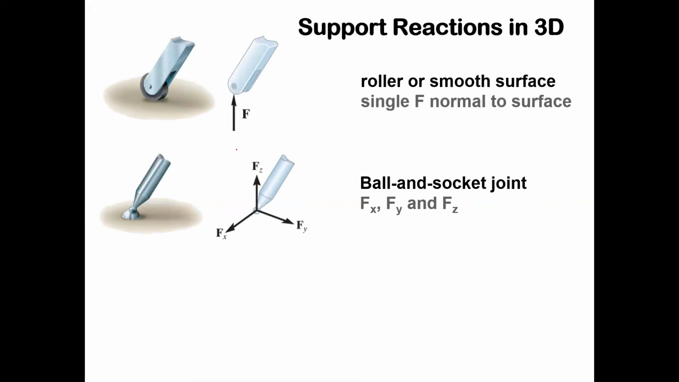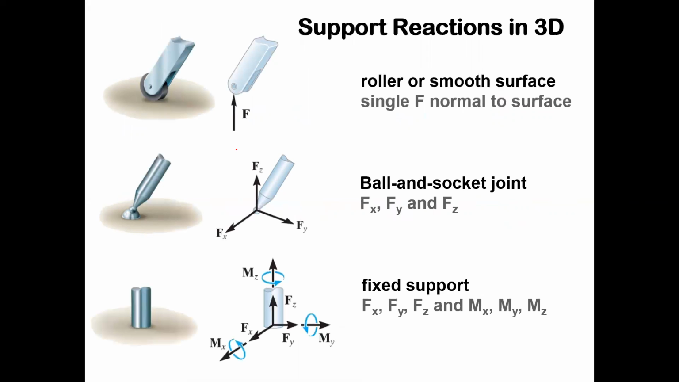Again, here are some of the ones we just looked at: a roller, ball and socket, fixed support. Fixed support is where you got something just buried in cement, not going to allow motion in any direction. So 6 unknowns there.